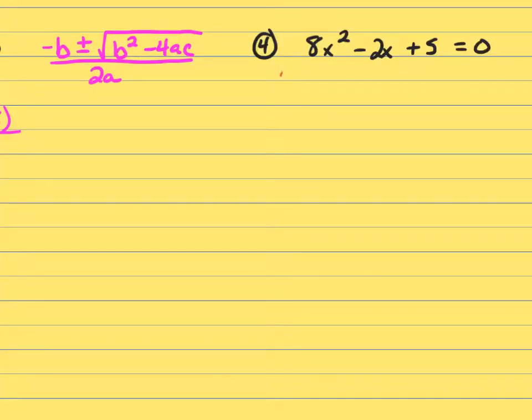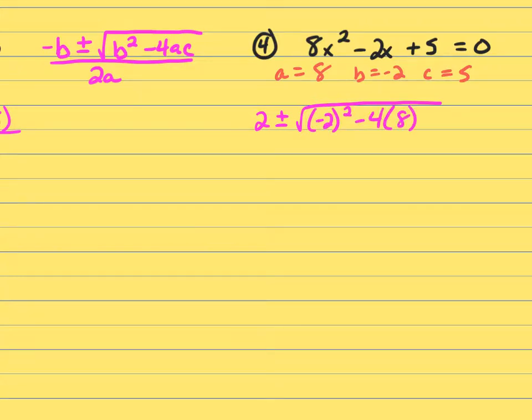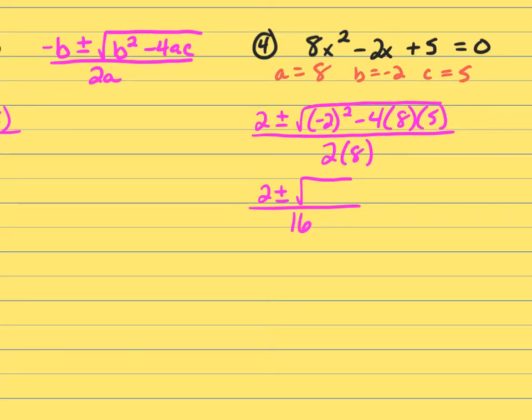All right, with number 4, again, the first thing I always do is I list my a value as 8, my b value is negative 2, and my c value is 5. Then I plug it into the quadratic formula. Negative b is actually negative 2, which is positive 2, plus or minus the square root of b squared, I'm going to put negative 2 squared, minus 4 times a times c, all divided by 2 times a, which is 2 times 8. Then I'm going to bring down my 2 plus or minus square root. On the bottom, 2 times 8 is 16. And my discriminant is a negative 156.